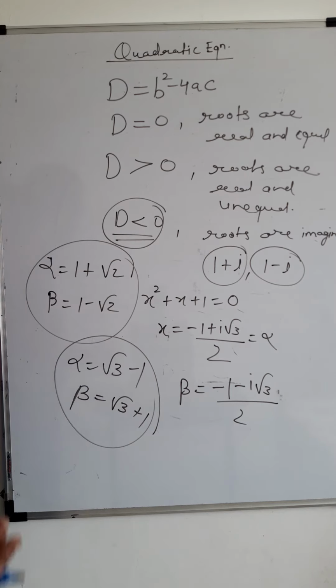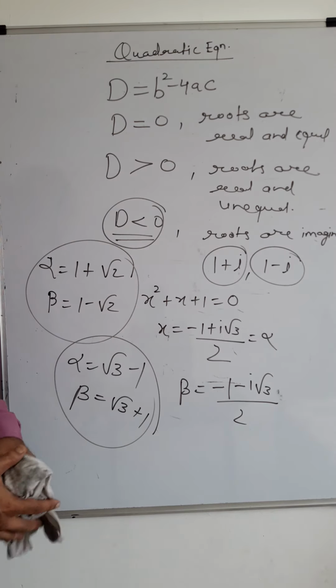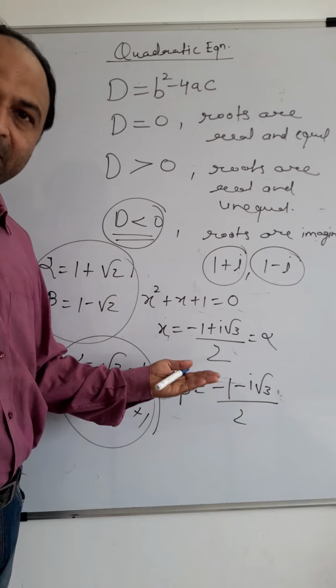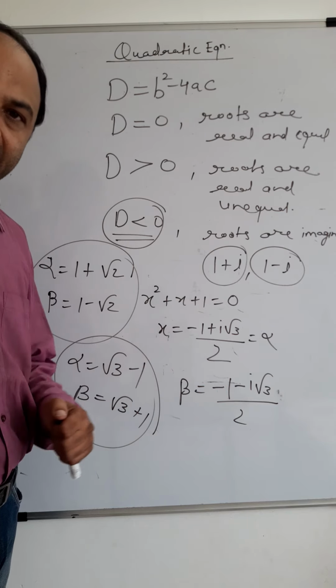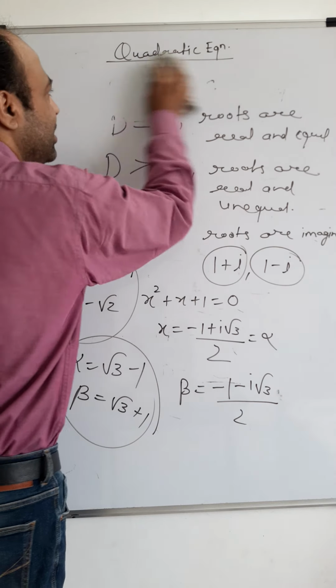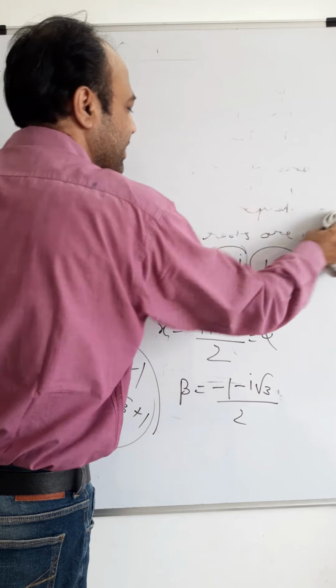Root 3, root 5, root 7, these are all irrational numbers. So we talk about the nature of the roots and how we calculate with the help of formula or factorization method to get the solution of a quadratic equation. Now finally, when we have roots given, we can form the quadratic equation.